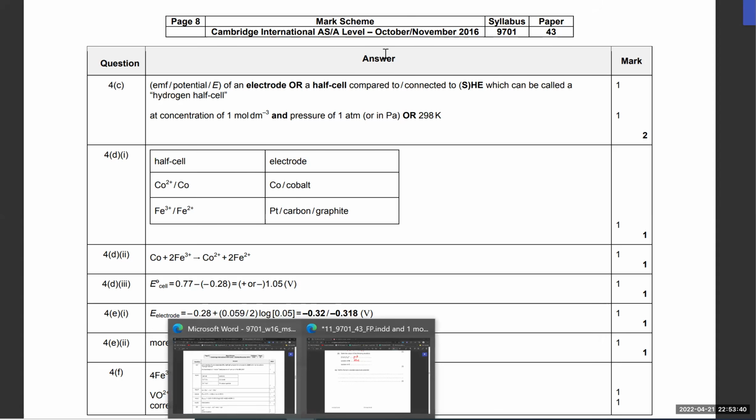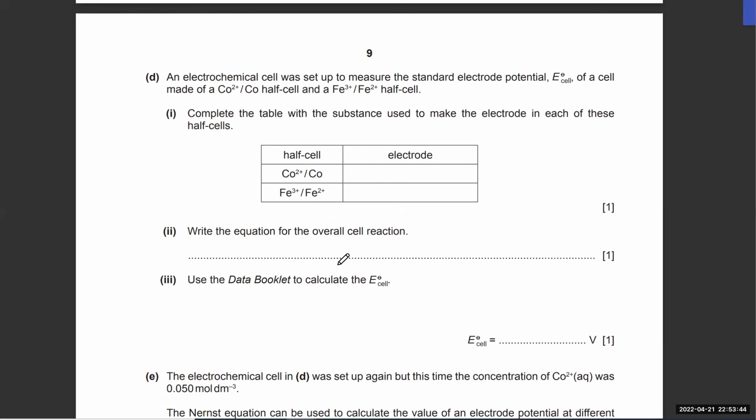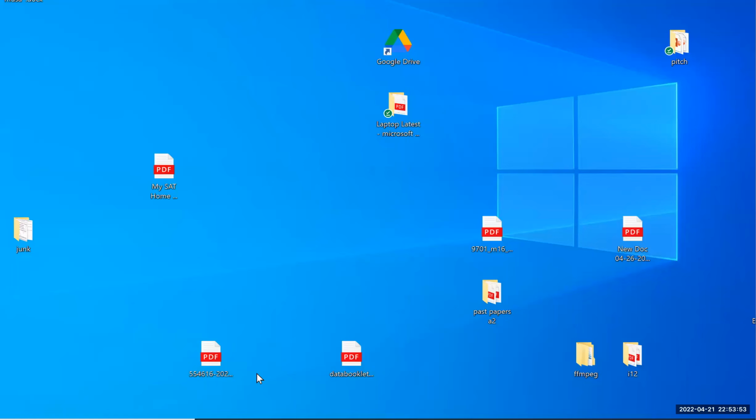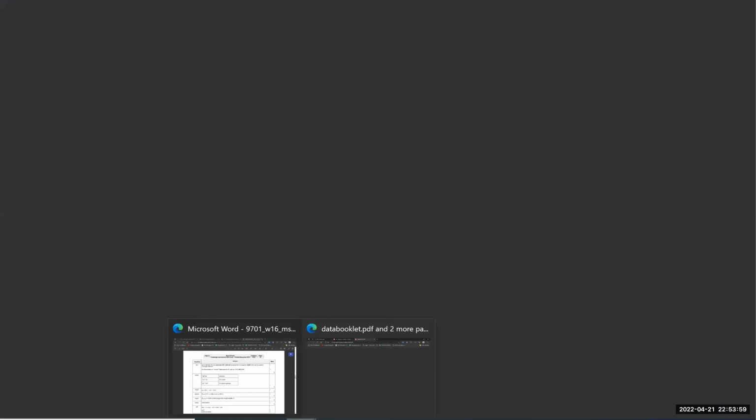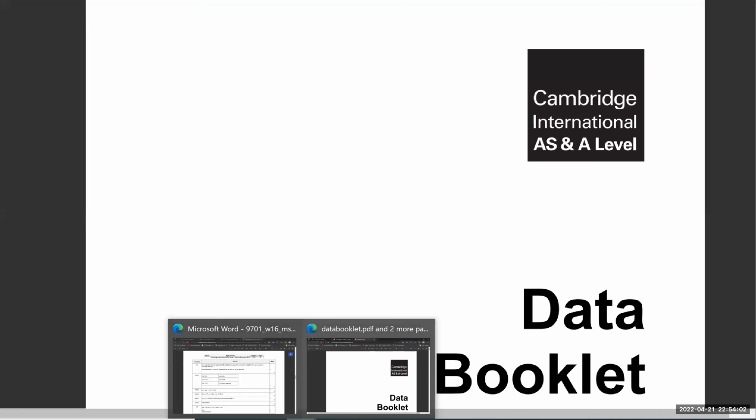So next one is, we've got to write an equation for this. So you would need a value. Does anyone have a data booklet? One second. What is the potential for this one?